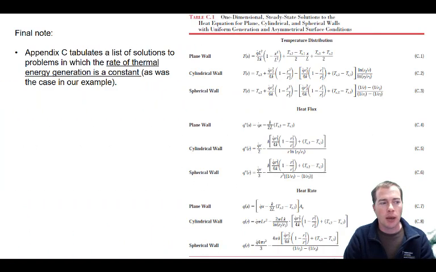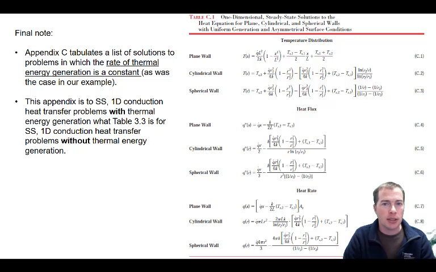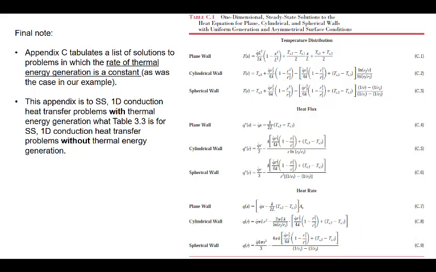As a final note, Appendix C in your textbook tabulates a list of solutions to problems in which the rate of thermal energy generation is a constant. This was the case in the example in Lesson 8. The appendix is to steady-state one-dimensional conduction heat transfer problems with thermal energy generation, what Table 3.3 is for steady-state one-dimensional conduction heat transfer problems without thermal energy generation. You can use it to quickly identify the temperature distribution, heat flux, and heat transfer rate in different geometry systems.